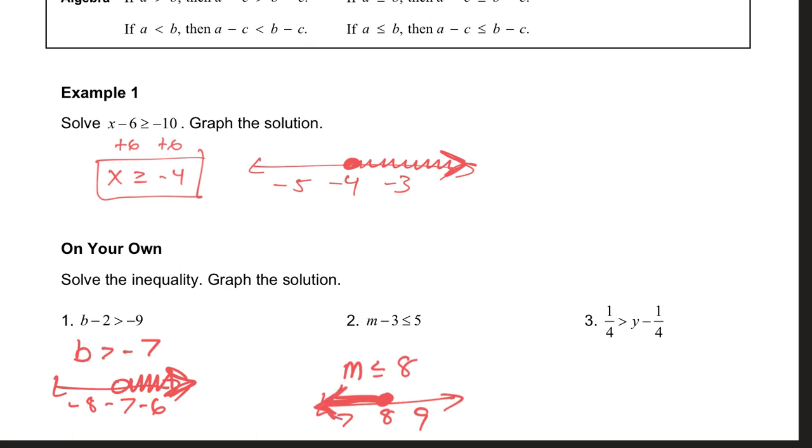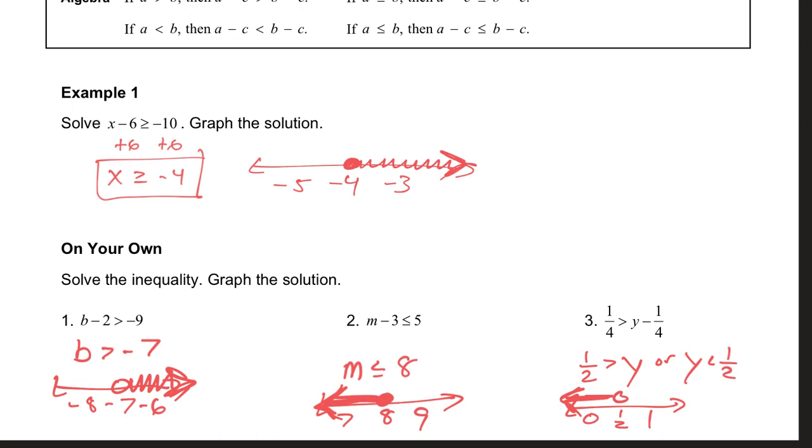And then number 3, you would get 1/2 greater than y, or you could write it as y less than 1/2. When you graph this, I'm going to have 0, 1/2, and 1. It's going to be an open circle on the 1/2, shaded to the left.